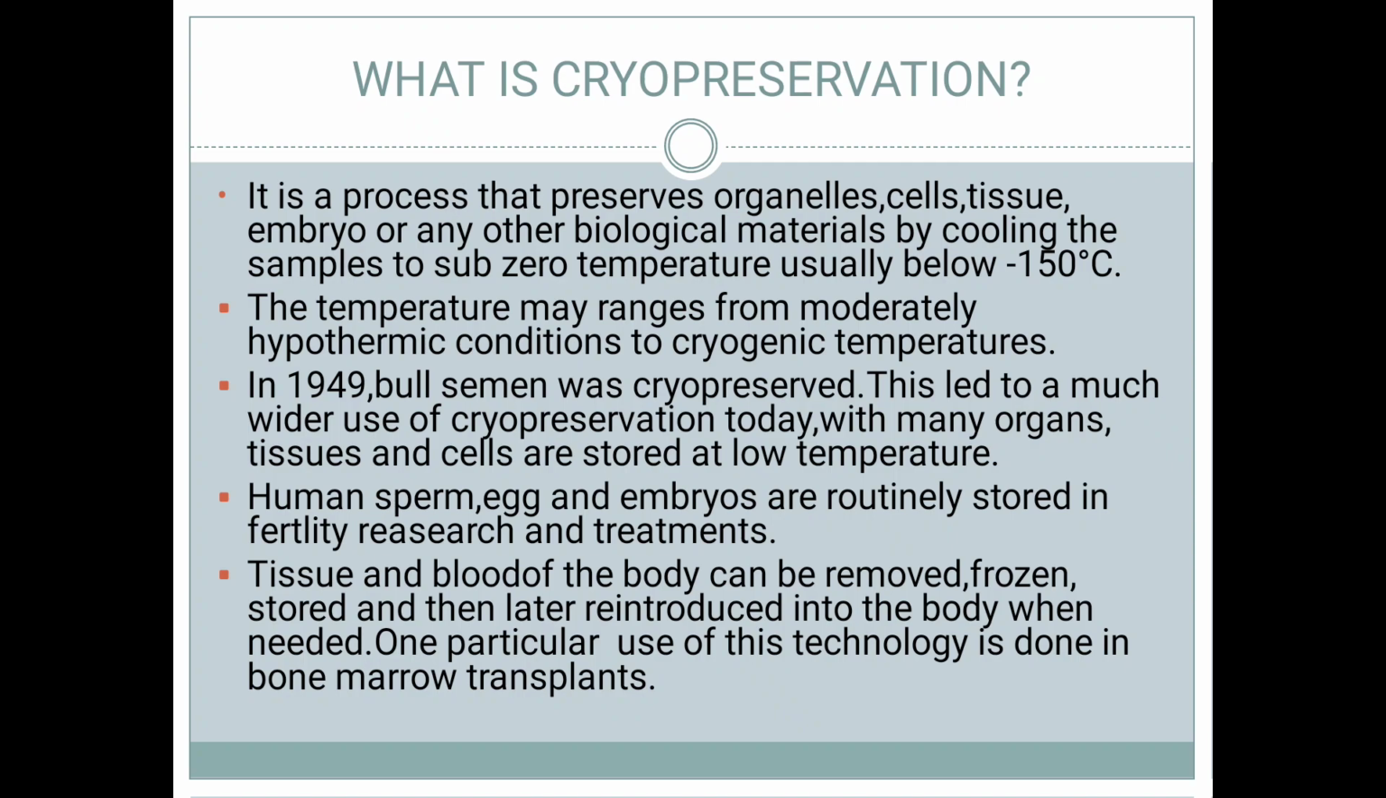In 1949, bull semen was cryopreserved. This led to a much wider use of cryopreservation today, with many organs, tissues, and cells stored at low temperature. Human sperm, egg, and embryo are routinely stored in fertility research and treatments through this process. Tissue and blood of the body can be removed, frozen, stored, and then later reintroduced into the body when needed. One particular use of this technology is in bone marrow transplant.